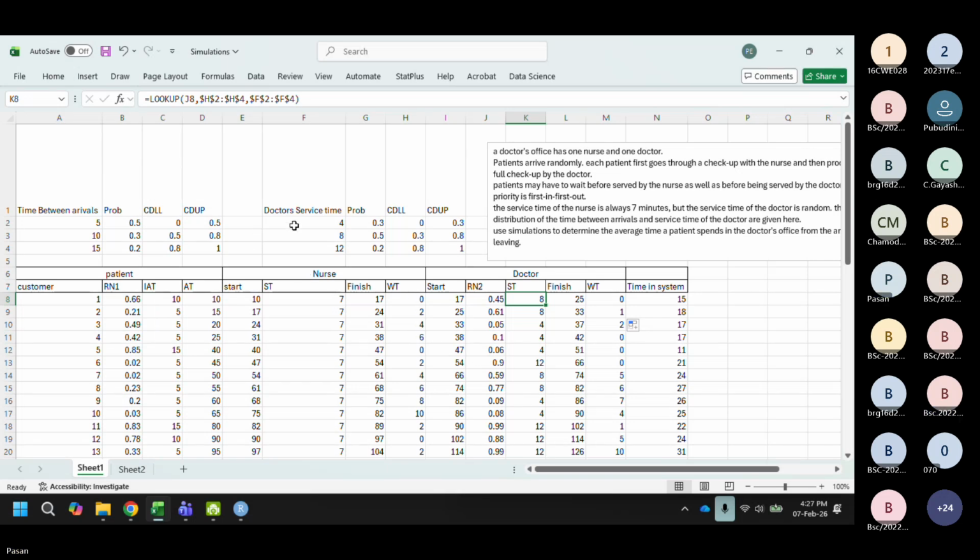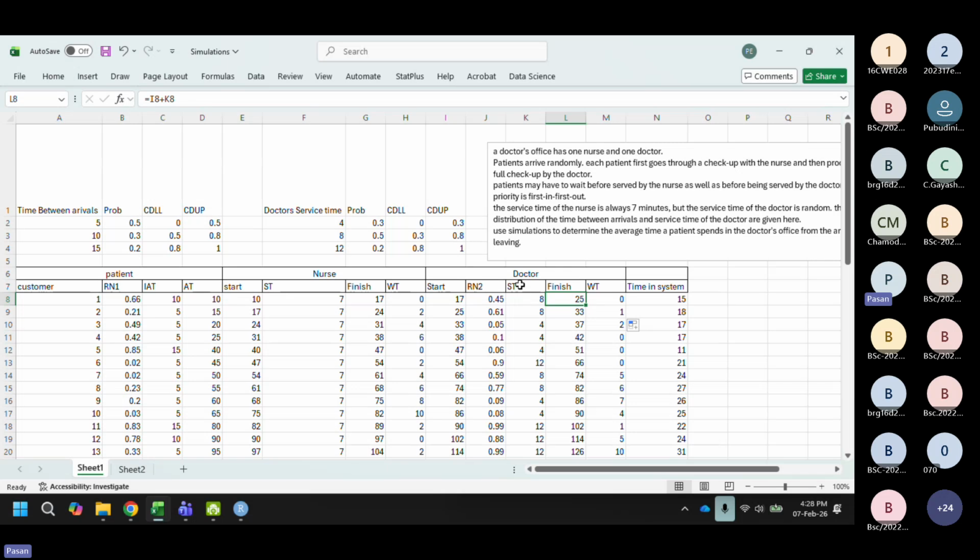So that's how usual now. For simplicity, I'm having something like this, but practically this will become a much larger distribution than this one, right? So I'm having a very simple one here. Now we have the first customer whose service time is 8. Therefore, at the doctor's office, the doctor will finish at time point 25. That is the summation of start time and the service time.